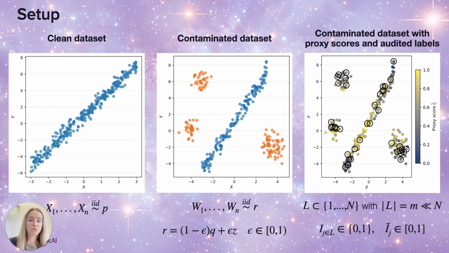And finally, we assume access to proxy scores for the entire dataset, so not just the subset, which act as probabilities of each point belonging to the target distribution. This is denoted with i tilde j.